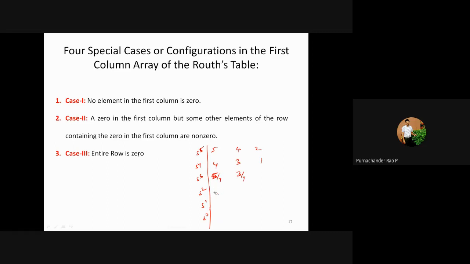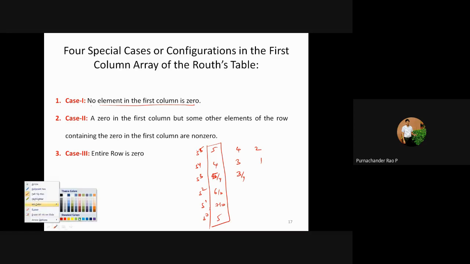Again you will get the values, some 6 by 10, 7 by 10, let us assume. So here if you observe this, no element of the first column is 0. This is case 1. And next, you may see that there is an element here. In the second case, this may be 0.